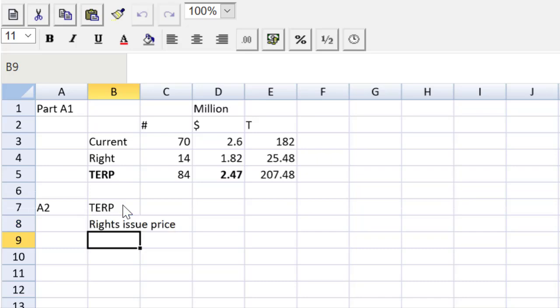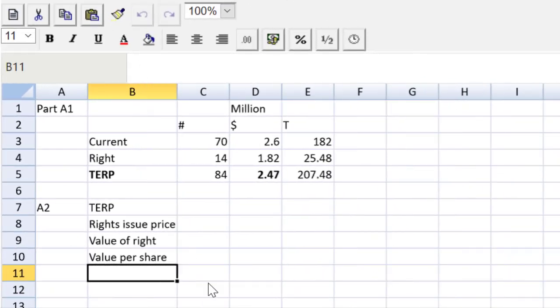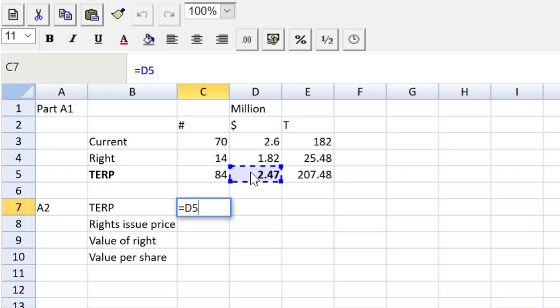We subtract one from the other. That would be the value of the right to buy the shares. But now we need to divide it by the number of shares, right? So value per share. Double click on a column separator to auto enlarge it, guys. Now let's use the spreadsheet tool to make it go nice and quickly. We can just refer to that number by its cell address. The next one, the rights issue share price, is the 1.82 in cell D4.